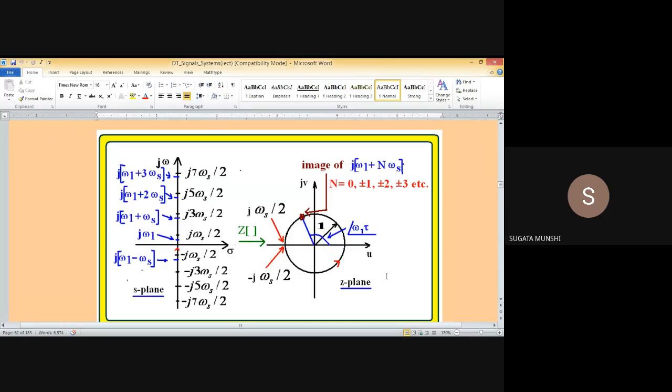So that is the important thing that we have noted: for a journey along the j omega axis, wherever you start, for every traversal of omega s units, you make a complete traversal of the unit circle and come back to the original point from where you started along the circumference of the unit circle. So this is, as I have already stated, a manifestation of the phenomenon of aliasing in the z plane.